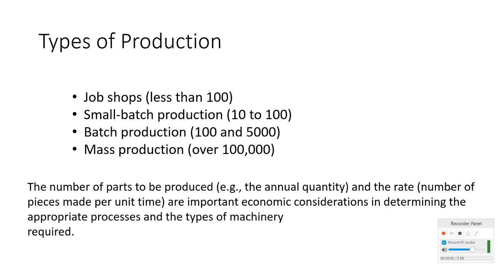Then when it goes to batch production or mass production, the technology will be different, and we have to consider this over a certain period of time, which is 2 years, 3 years, how many of this product we want to produce. Apart from the technological limitations, we have to understand the economic consideration in determining the appropriate process and what type of machinery we are going to use.